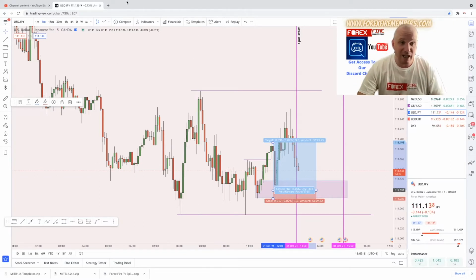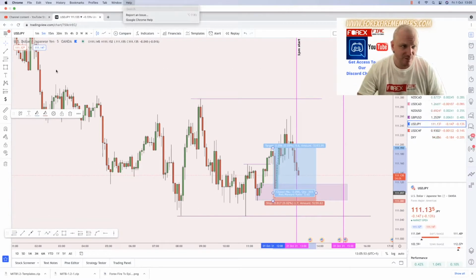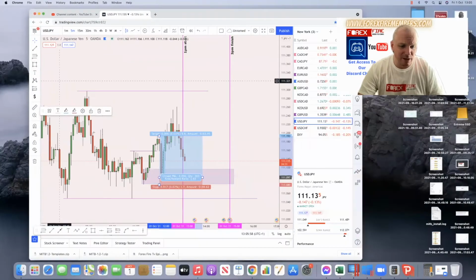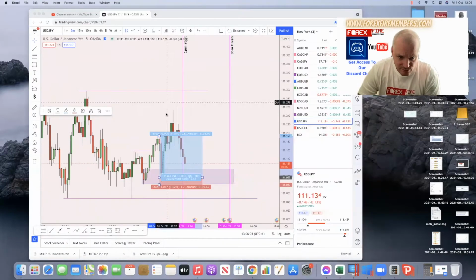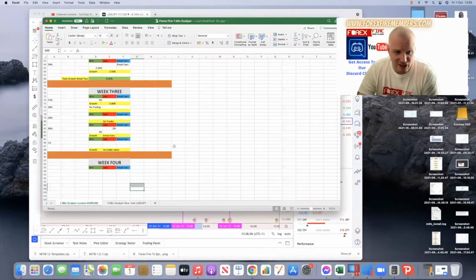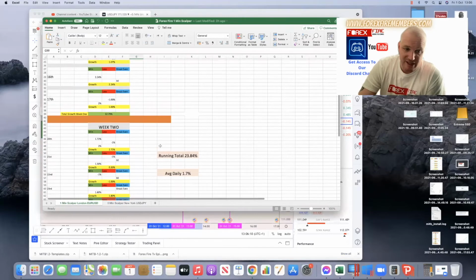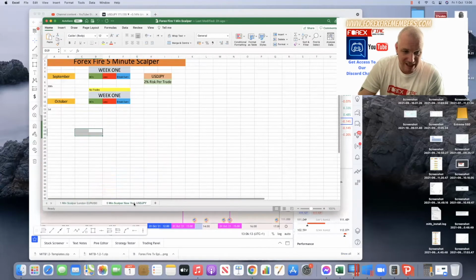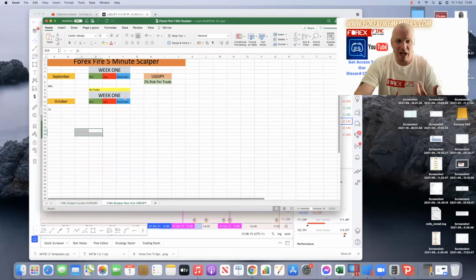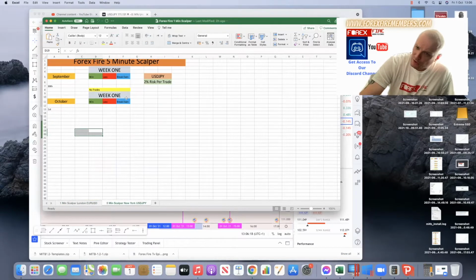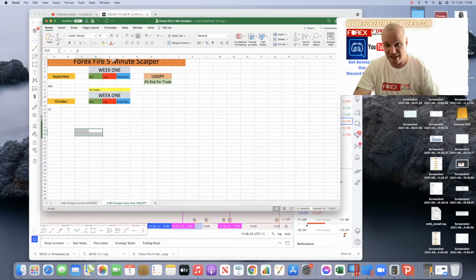Then you can make these things like on here. Let's just minimize this because this is what this is all about. Then you can start implementing stuff like this. Make yourself an Excel sheet, and then you can document your findings. Like on the 1 minute scalp, there was 23.84%. On the New York sessions at the moment, we didn't get a trade yesterday. We were probably only going to get one trade a session, to be fair.